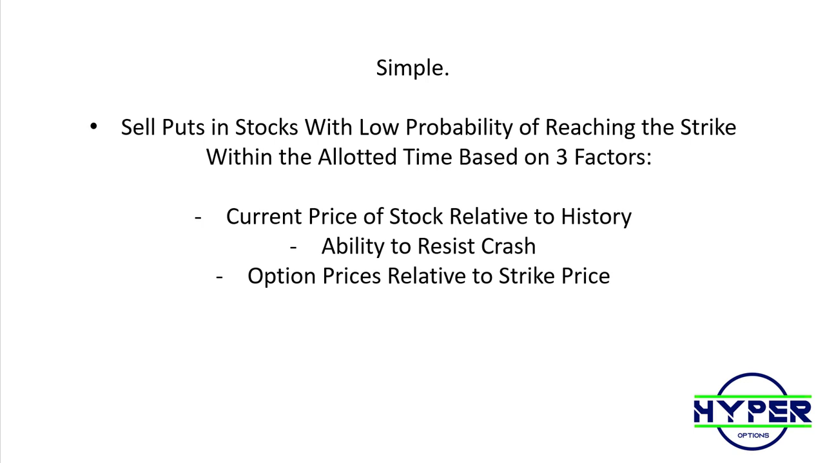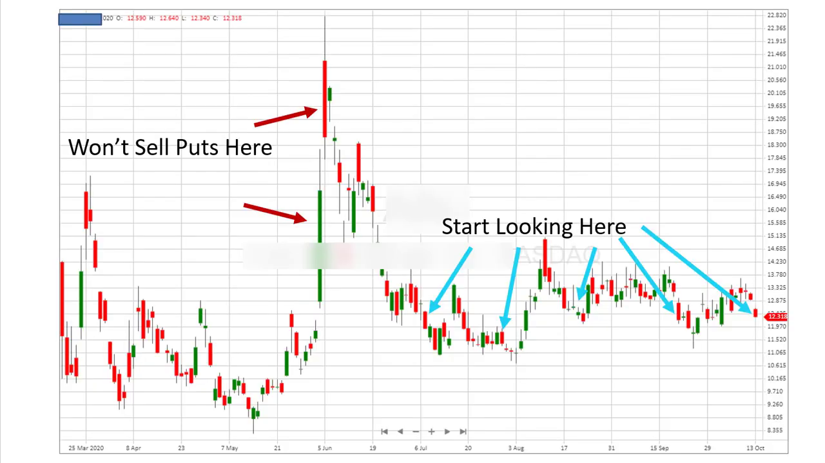So the first one is the current price of the stock relative to the history. Where is the current price relative to where it has been over the last 3 to 6 months, maybe 12 months, and then make an assessment based on that. The second one is the ability to resist a crash. And I'll get more into that here in a second. And then third is the option prices relative to the strike price. Those are the 3 main ingredients to my decision-making process of how I pick the highest probability trades out there.